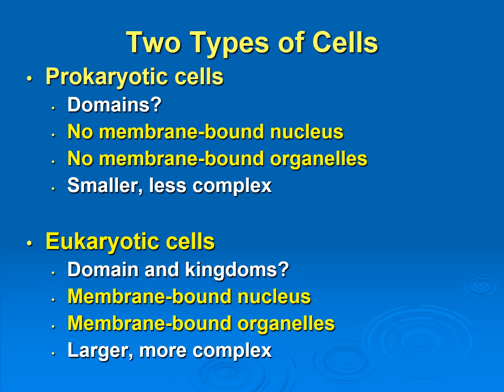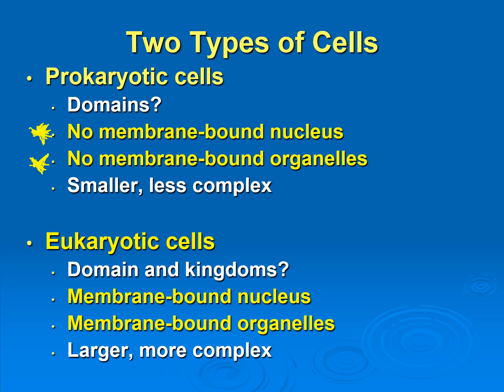Okay, there's two types of cells. So we've got the prokaryotic cells and eukaryotic cells. So the big difference between them is the prokaryotic cells do not have a membrane-bound nucleus, and they don't have any membrane-bound organelles. So in these prokaryotic cells, you're not going to find things like mitochondria or chloroplasts. They just don't have those things.